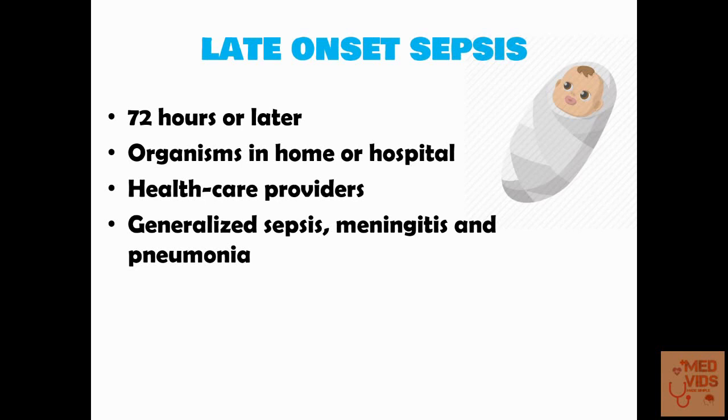But we saw that early onset sepsis usually presents as pneumonia. That's not the case with late onset sepsis. It can manifest as generalized sepsis, meningitis, and pneumonia. Also remember that early onset sepsis not only manifests as pneumonia. In some cases, it can also. I just said that it less commonly manifests as generalized sepsis and meningitis. So early onset sepsis can also manifest as generalized sepsis and meningitis, but most commonly it manifests as pneumonia alone.